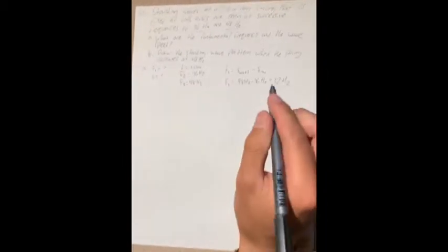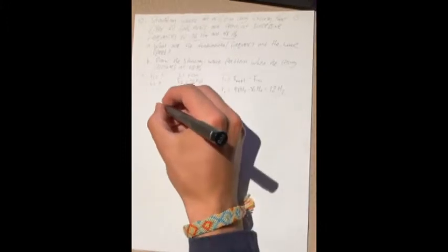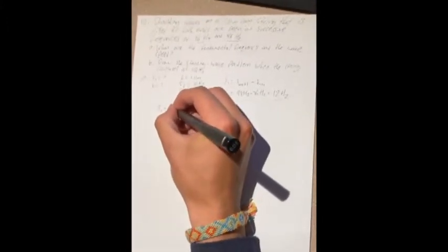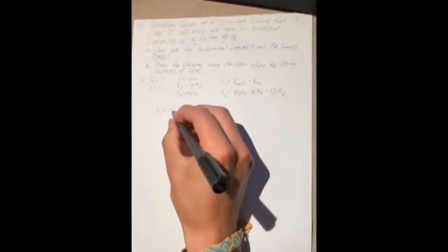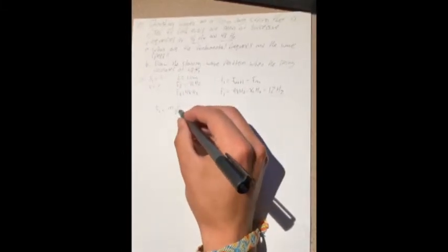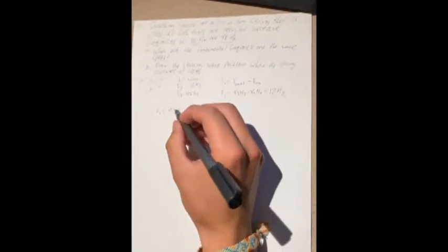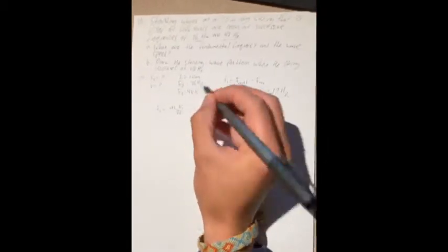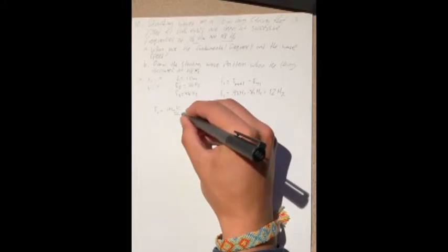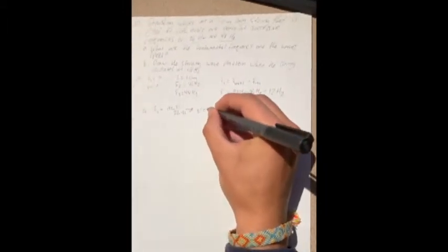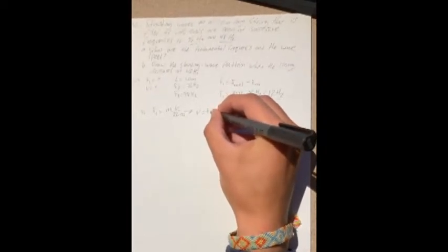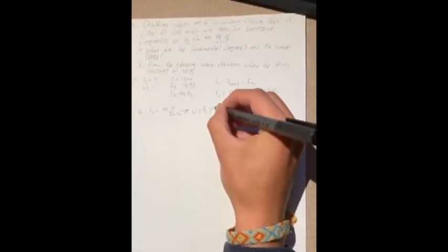Now that we have this, we can use this fundamental frequency to give us the velocity. We can use the equation F1 equals mv over 2L. m will be 1, and the v is what we're trying to look for. So we can simplify this by multiplying 2L to both sides. We can get v equals F1 times 2L.